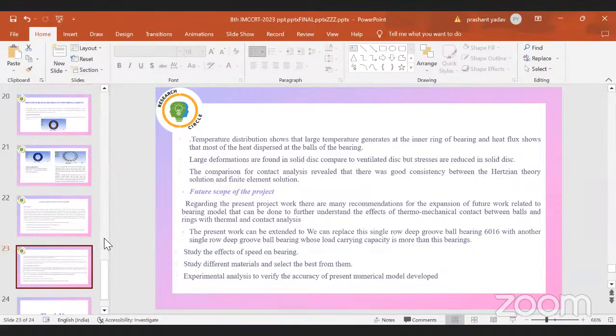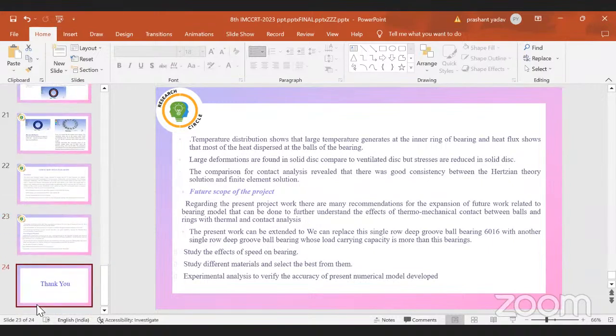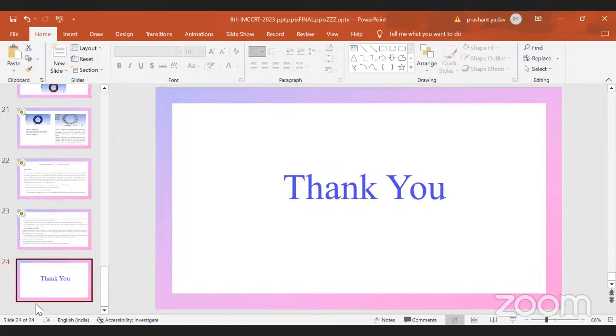We can replace this single row deep groove ball bearing 6016 with another single row deep groove ball bearing whose load carrying capacity is more than this bearing. Study the effect of speed on the ball bearing. Study different materials and select the best from them. Experimental analysis to verify the accuracy of the present numerical model. Thank you so much, sir. This is my presentation.